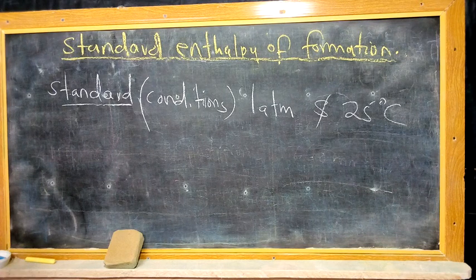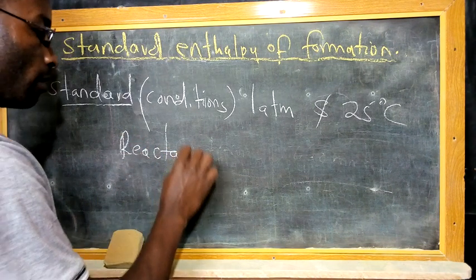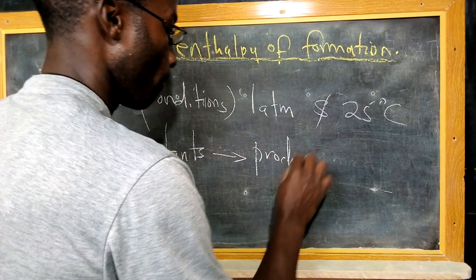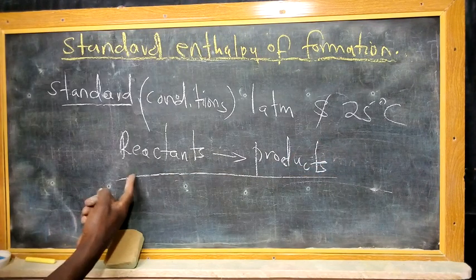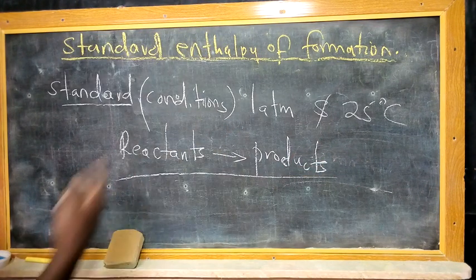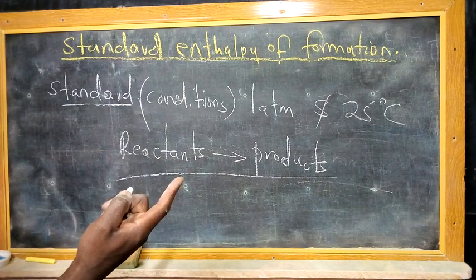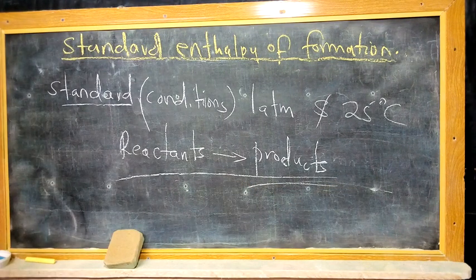So in this case, when we say that in a chemical reaction we have reactants which are reacting to form products, it implies that the reactants are reacting at standard conditions, 1 atmosphere and 25 degrees centigrade of temperature, and the products are formed under the standard condition.